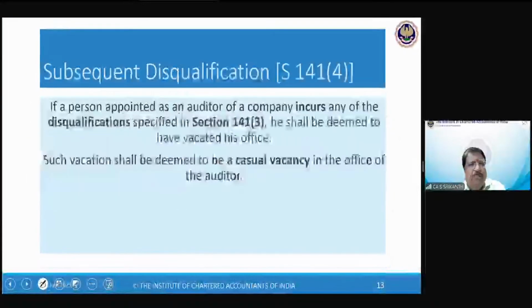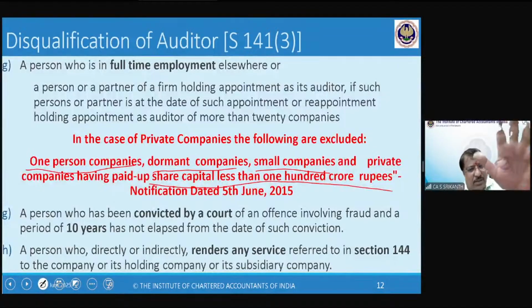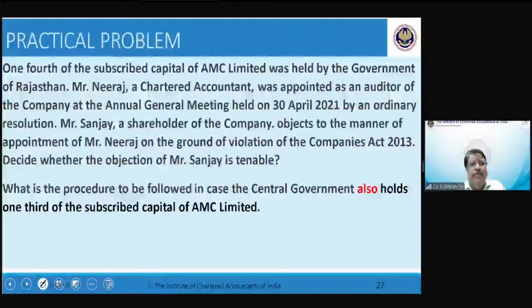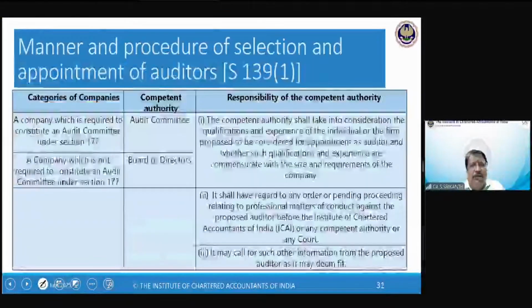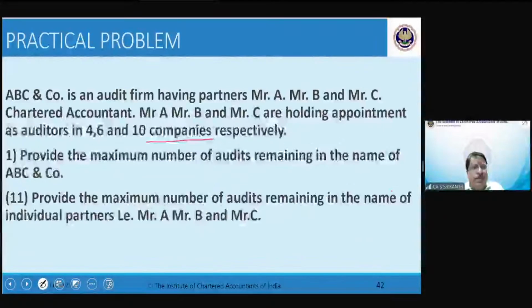Just going back to disqualifications: one-person company, dormant company, small company, and private company having paid up capital less than 100 crore are excluded. Other than these, all companies are to be counted for the limit of 20. So we shall presume that these numbers 4, 6, and 10 are only such type of companies.